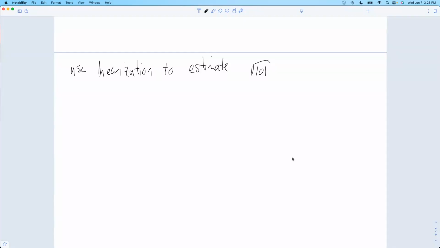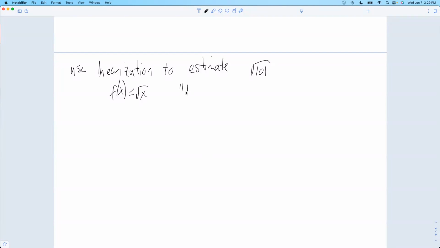Okay, we're going to use linearization to estimate square root of 101. So the first thing I've got to think is, what function am I going to be approximating? That's obviously, I hope, square root of x. Now, I could find this guy's tangent line equation anywhere I want, but I probably want to find it at a value whose y value I know that's nearby. I've got to be close to 101.